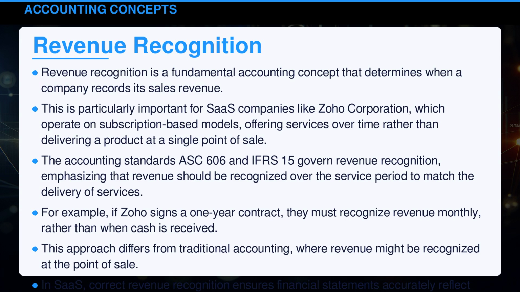For example, if Zoho signs a one-year contract, they must recognize revenue monthly, rather than when cash is received. This approach differs from traditional accounting, where revenue might be recognized at the point of sale. In SaaS, correct revenue recognition ensures financial statements accurately reflect the company's performance and cash flow.